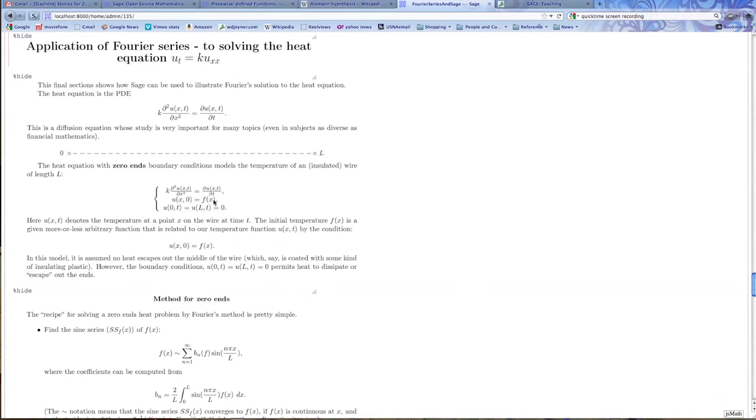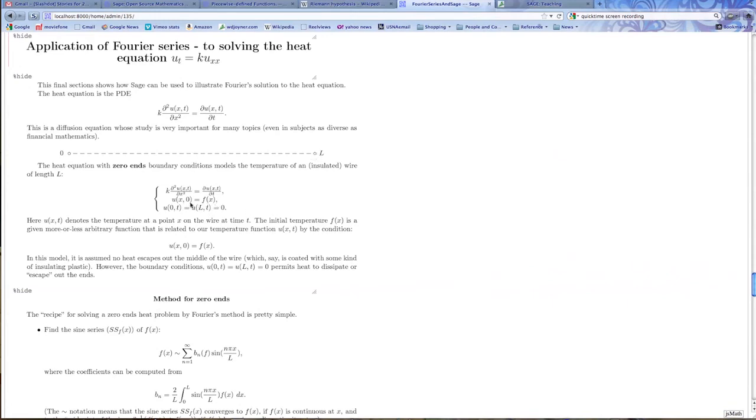The second equation here describes the initial temperature of the wire. So the temperature at the point x at time t equals 0 is f of x. That's the initial temperature. This says the temperature at the point 0 for all time t is 0. So that endpoint is 0 for all time t. The temperature at the point L for all time t is 0. So that point there has 0 degrees for all time t.